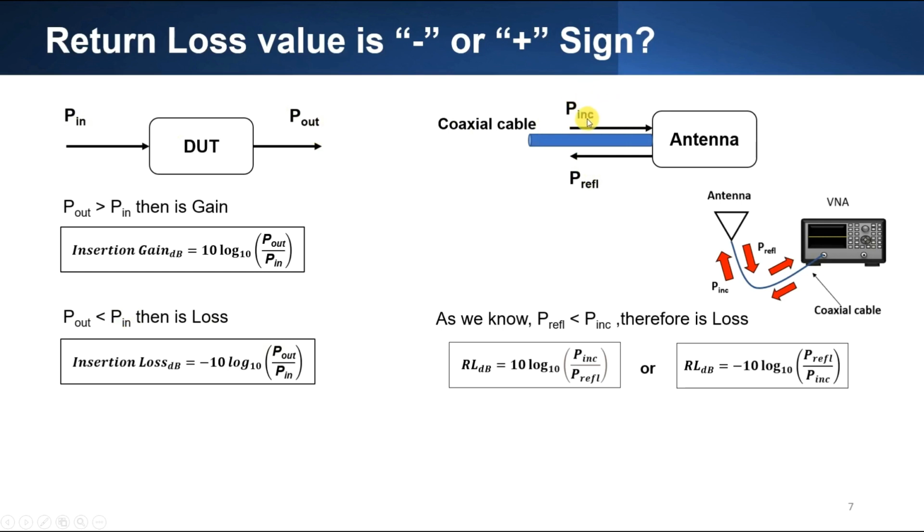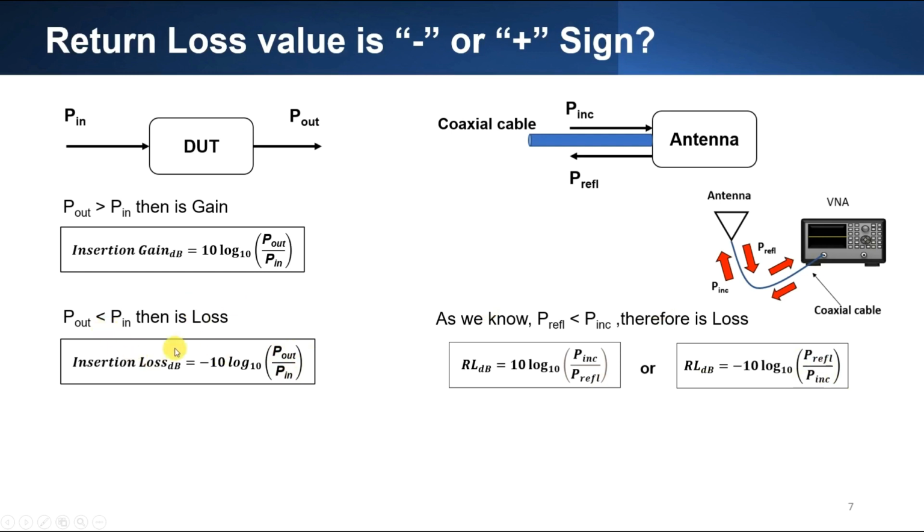So the power incident is transmitted from the coaxial cable to the VNA and reflected back. So this one is the power reflected. You can see from here, the power reflected is always lesser than the power incident, and the power output is always lesser than the power incident as well. It's a loss. Therefore, we have a negative sign here because it's insertion loss. So here will be like return loss because it's a loss here. Then we use a negative sign here, and the power reflected is the same as the power output here, and the power incident or power input will always be at the bottom here.